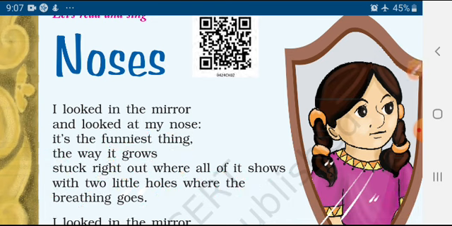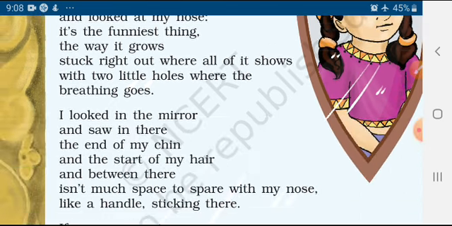Again we are going to read this. So read with me. I looked in the mirror and looked at my nose. It's the funniest thing the way it grows. Stuck right out where all of it shows, with two little holes where the breathing goes. Now, next stanza. We are going to take the next stanza first in book reading. So after that, we will explain the poem.